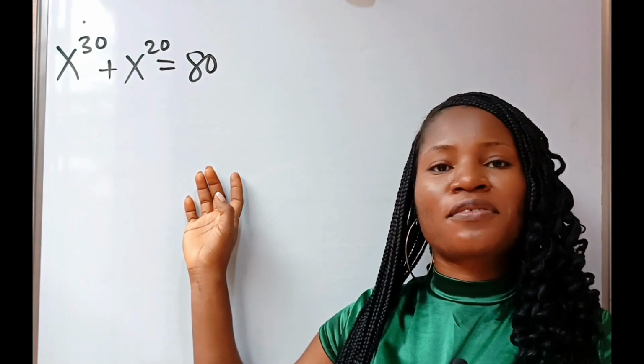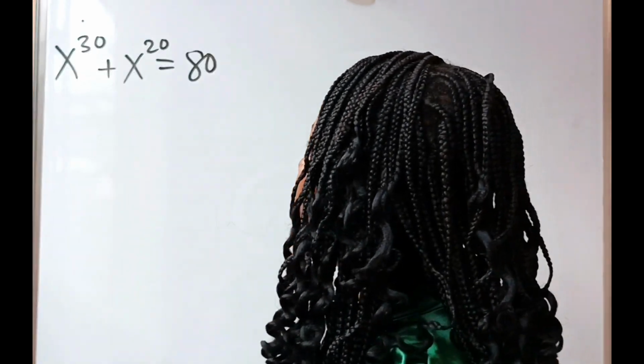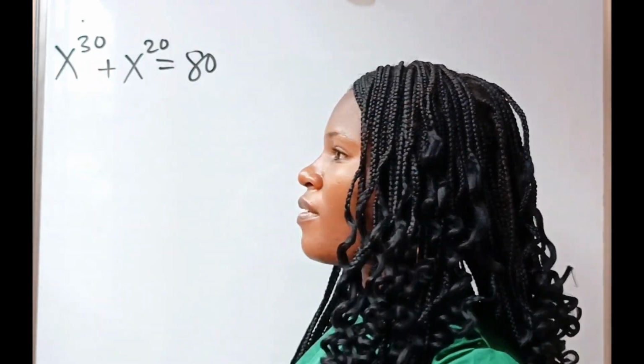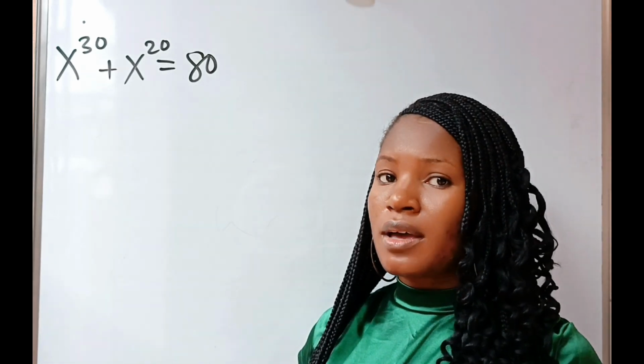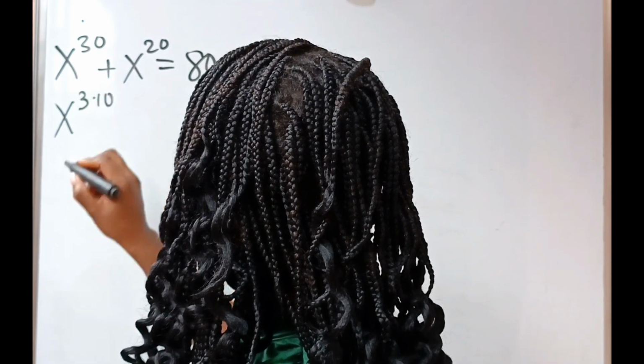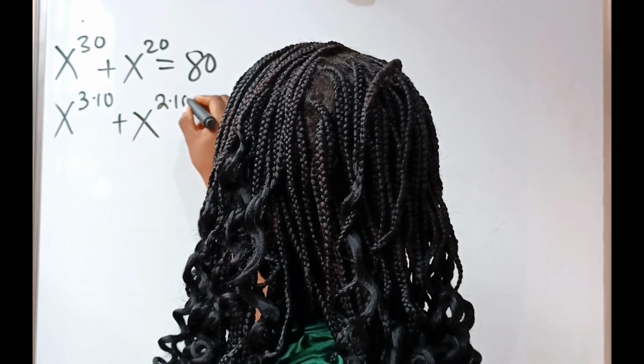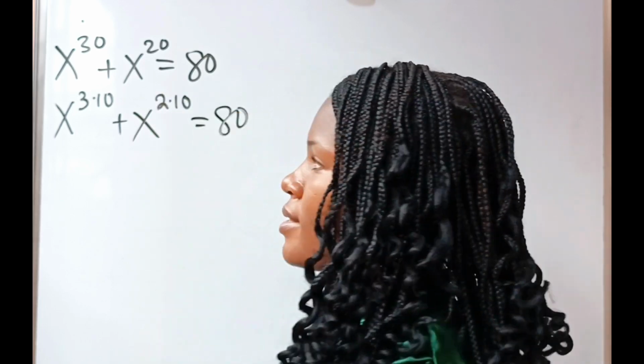We are asked to solve for the value of x. Yes, it's actually very easy. This is what we are going to do. 30 can be written as 3 times 10. So we have x to the power of 3 multiplied by 10 plus x to the power of 2 multiplied by 10 is equal to 80.